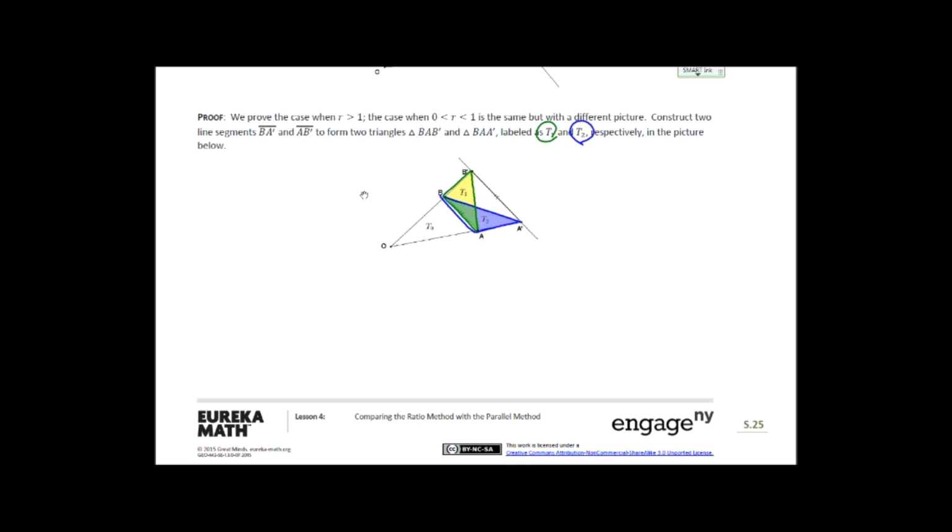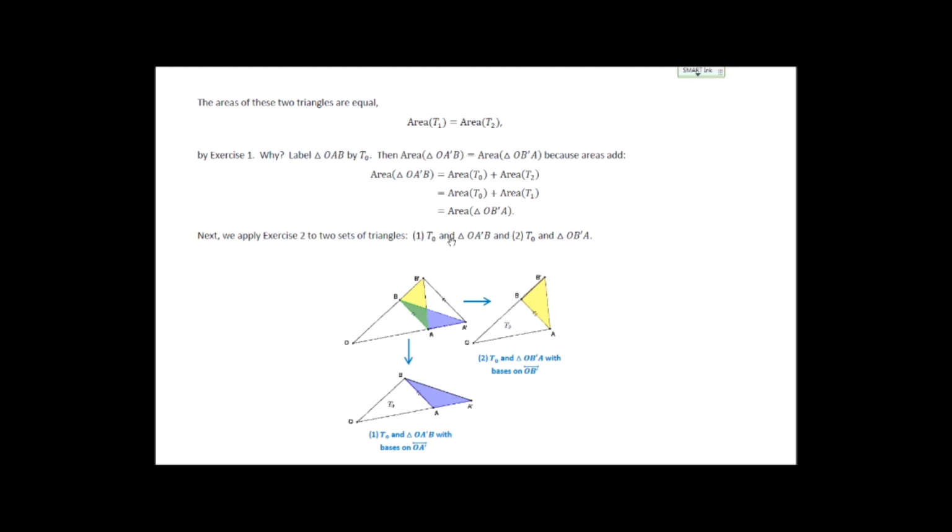Okay, now while I'm sitting here in this picture, let me show you that using the first exercise we did, notice that these are parallel and they have the same base. And so from what we showed earlier in this video, the very first exercise, that means that the area of T1 must be the same as the area of T2 because they have the same base and altitude. So the next line says the areas of these two triangles are equal. The area of T1 is equal to the area of T2 by exercise 1, the first thing we saw.